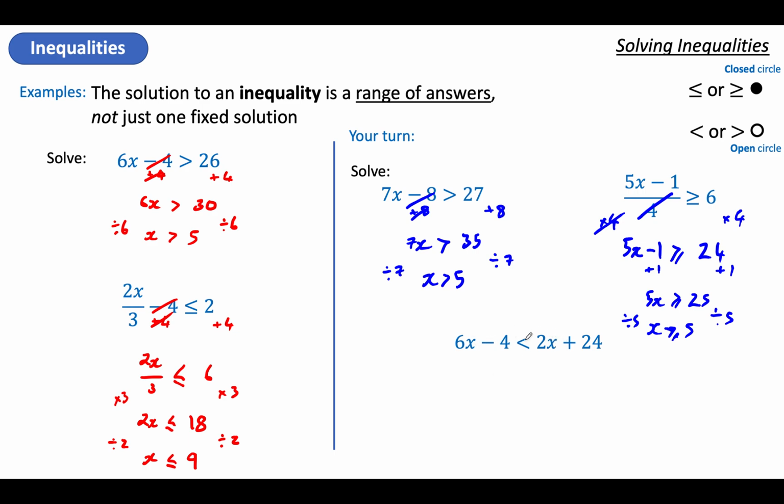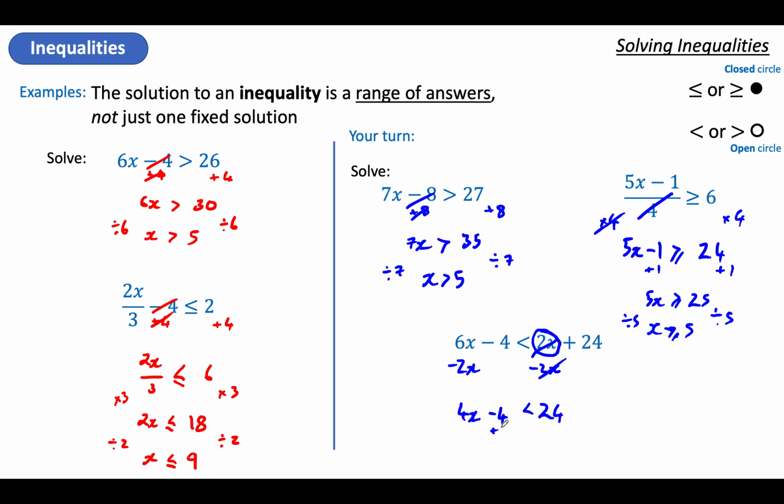Okay, this time inequality, we've got x's on both sides of my inequality, so find the side that's got fewer, and that's the side we're going to remove. So we're going to remove it by taking away 2x from both sides. So the right hand side is now just 24. The left hand side is 4x minus 4.